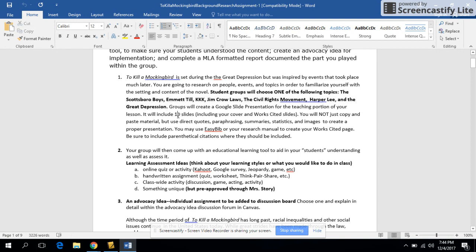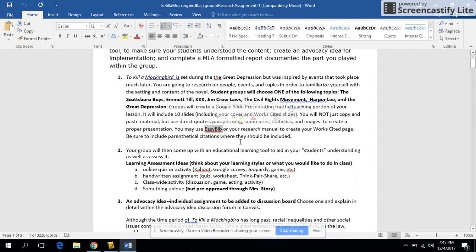Then you're going to create a Google Slides presentation for the teaching portion. This means you're going to research your topic and create a slideshow for it. You're not just copying and pasting material, but you might have quotes, you might be paraphrasing, you might be summarizing, you might have some statistics. You definitely want images to create a proper presentation. In this case, you will be able to use EasyBib, and I'll show you how to do that in just a minute.